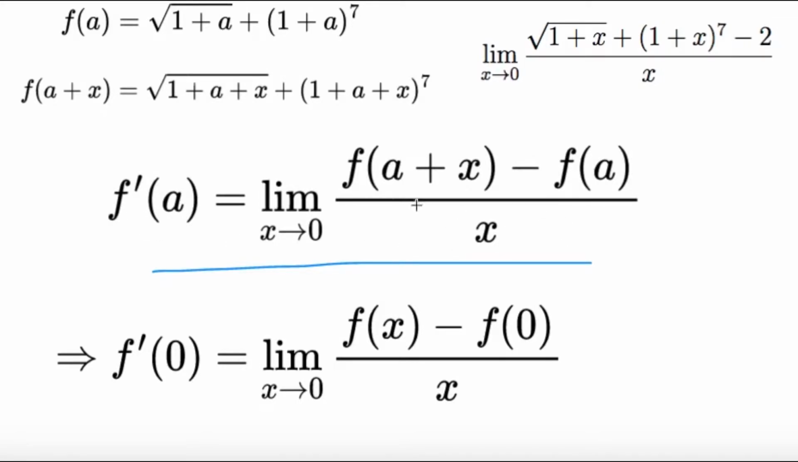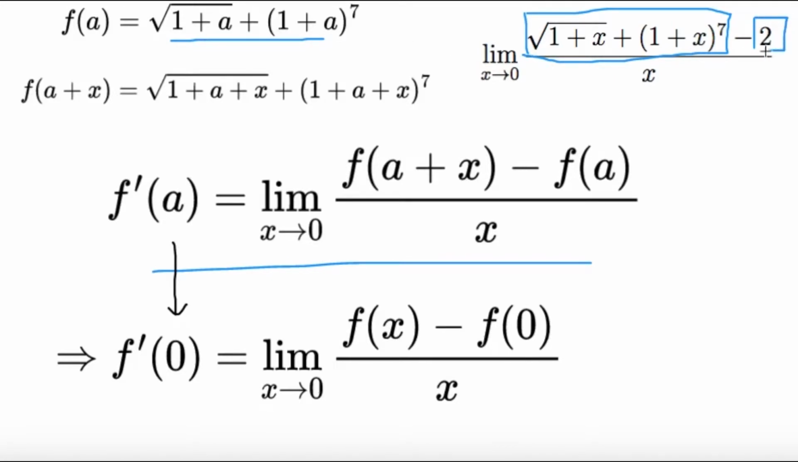Now notice how if I substitute a equals 0, the limit will become f of x minus f of 0 all over x, so the limit of that as x approaches 0. What's nice about this is that since I'm just replacing all the a's by x's, this is f of x. So this square root of 1 plus x plus (1 plus x) raised to 7, that's f of x. And f of 0, that's just the square root of 1 plus 1 raised to 7, so that is 2.